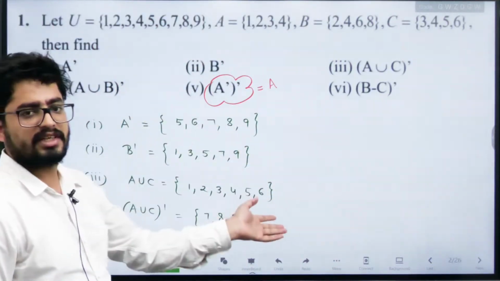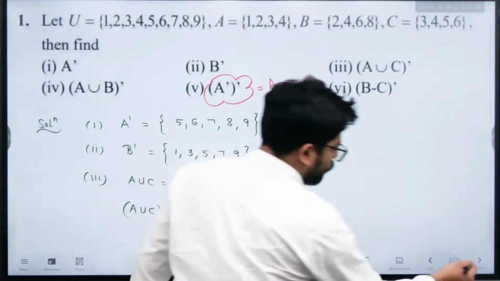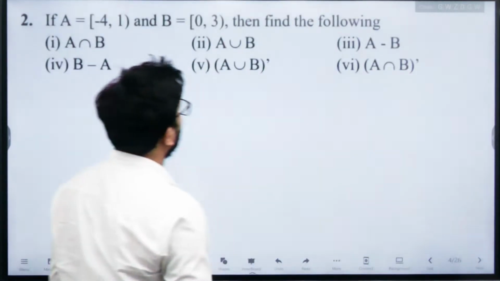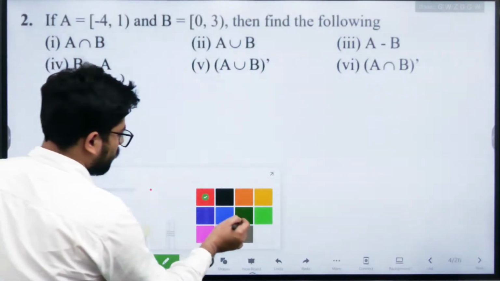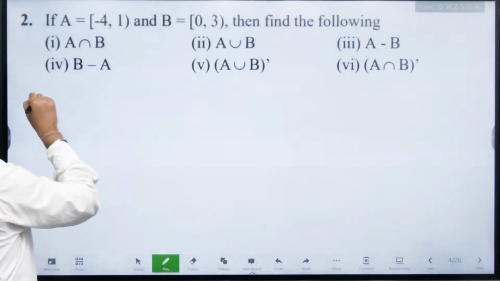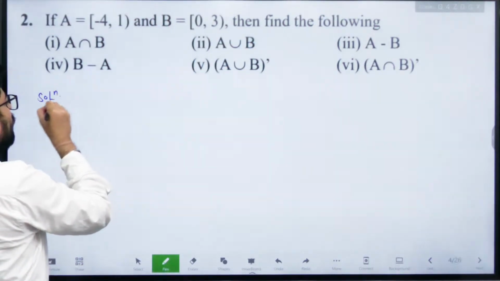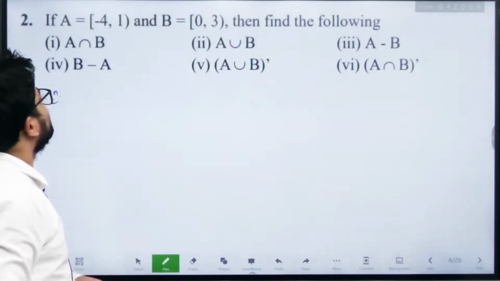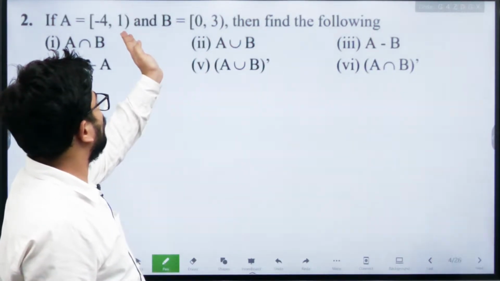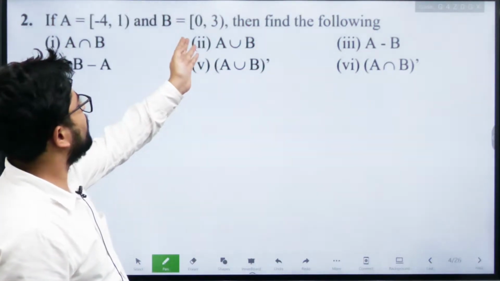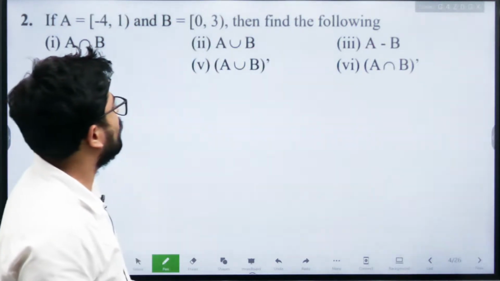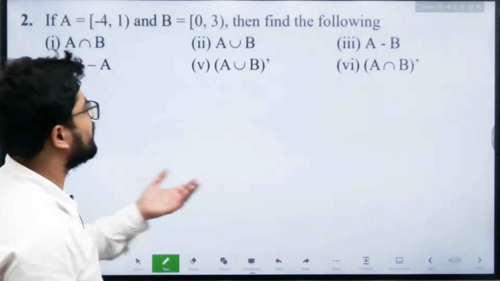Okay, so this is your question number 1. Now let's do the next question, question number 2. The question is: if A is equal to the interval from minus 4 to 1, semi-open semi-closed, and B is 0 to 3, semi-open semi-closed, then find the following: A intersection B and so on.